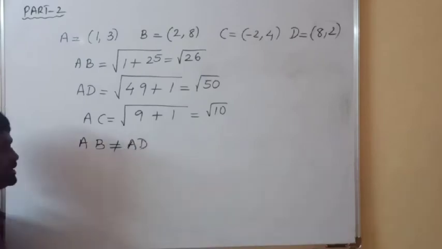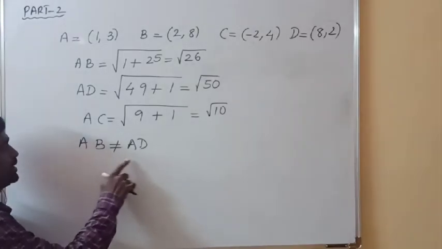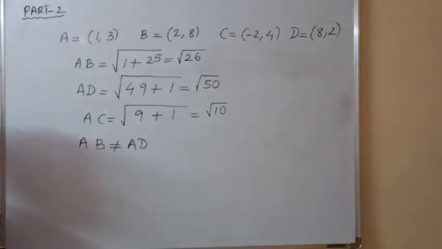That means all sides are not equal. So the answer is either parallelogram or rectangle, because in a square and rhombus all sides are equal. Since adjacent sides are not equal, the claim that all sides are equal is wrong. That means the square option is wrong, the rhombus option is also wrong. So it is either parallelogram or rectangle.